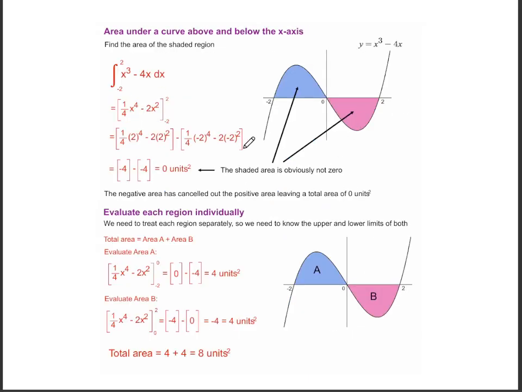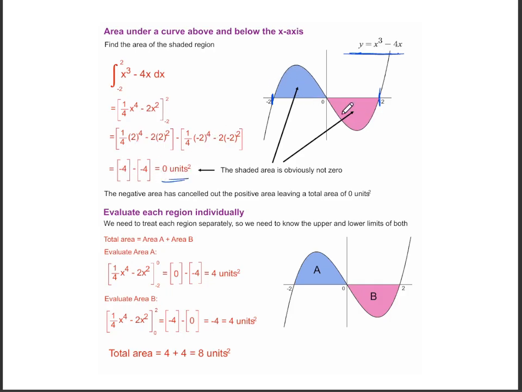Now, suppose we were given this curve, where y equals x cubed minus 4x is the function, and our leftmost limit is negative 2, and our rightmost limit is positive 2. I've already done this integral just to show you what happens if we go from negative 2 up to 2. Integrating x cubed minus 4x, we get 1 over 4 x to the power 4 minus 2x squared. We apply our limits of 2 and negative 2, and that will give us the same answer on both ends. Therefore, if we subtract the 2, we're going to get 0 units squared.